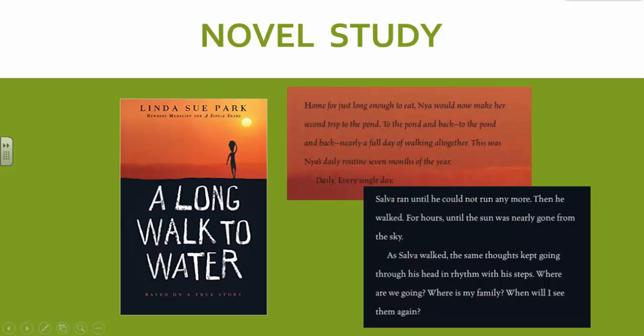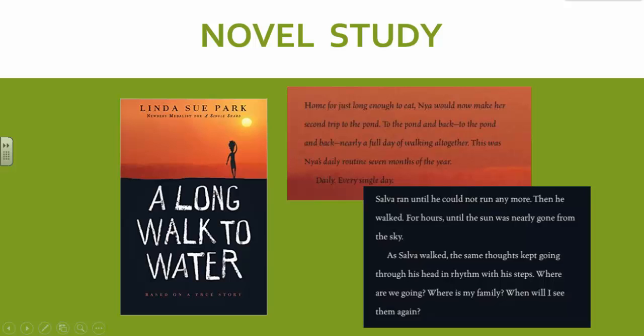The reader can see some of the challenges that she faces as she spends her entire day making 2 trips to the pond where she collects water for her family. Paralleled with Nya's story is the story of a young boy, Salva. Salva is a young boy at school when the Sudanese Civil War reaches his village.